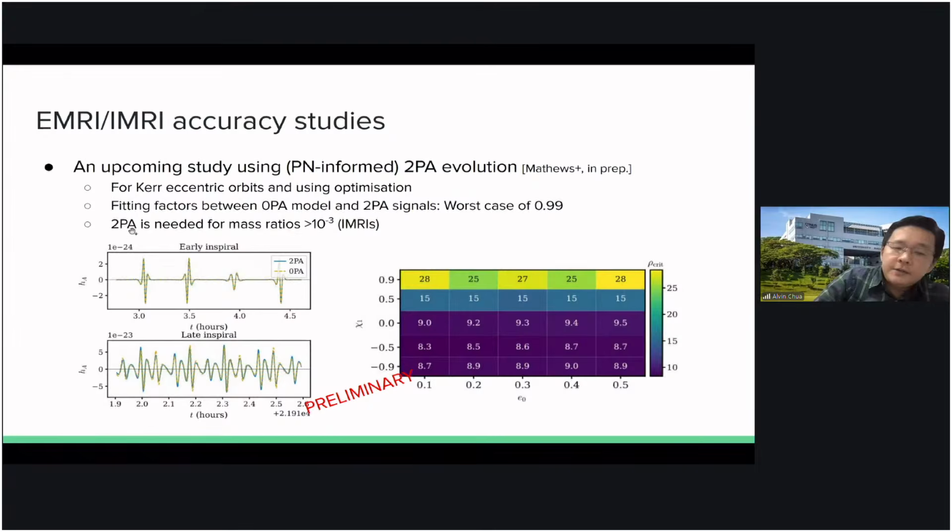And the other main conclusion is that we will need 2PA information for mass ratios greater than 10 to the minus 3. So what this means is that for IMRIs, this is again somewhat surprising, but it indicates that to study IMRIs in LISA data, we would need 2PA information. So this was a surprise, and it motivates more work into the hybrid approach, because it's unlikely that we'll actually be able to get the actual 2PA information.